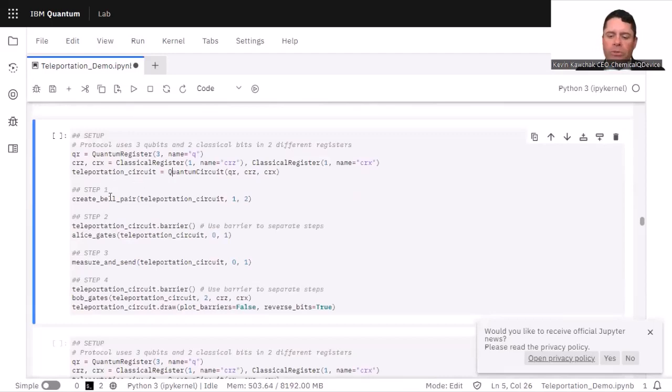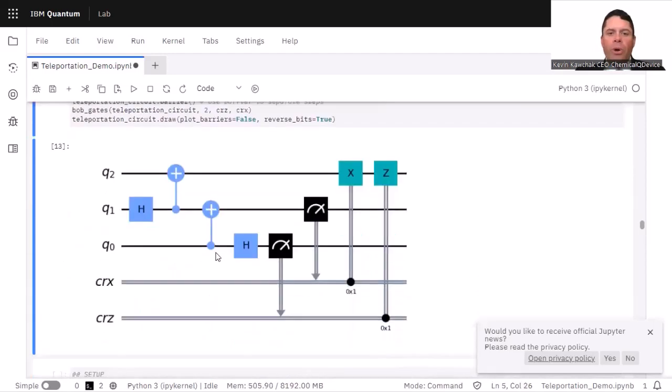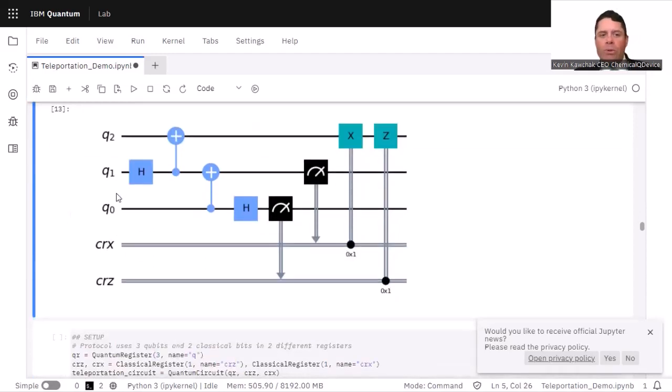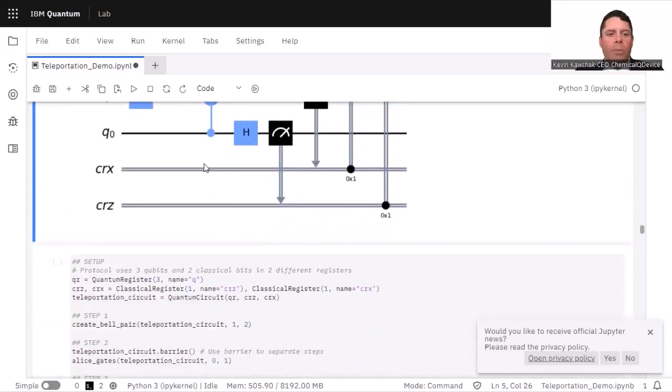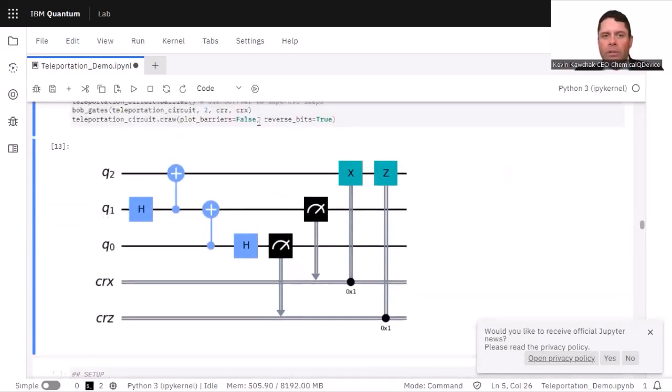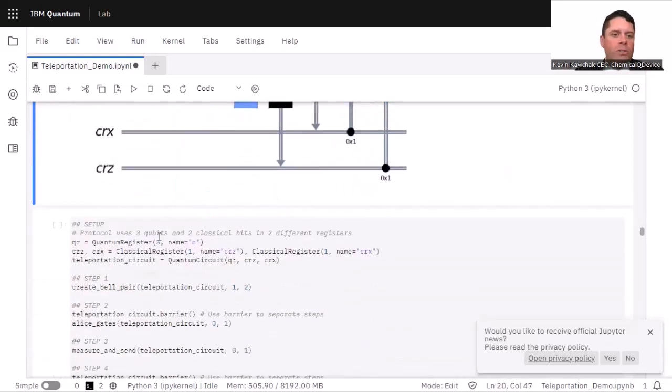I've come across papers that do that. And then when you're building them, sometimes you need them. So this one, plot barriers is false, so it removed them, and then it reversed the bits. And this is kind of what I was talking about with that circuit that I got from the Roche and QCWare paper. So you can perform, and then here's the comma, that separates the two operations.